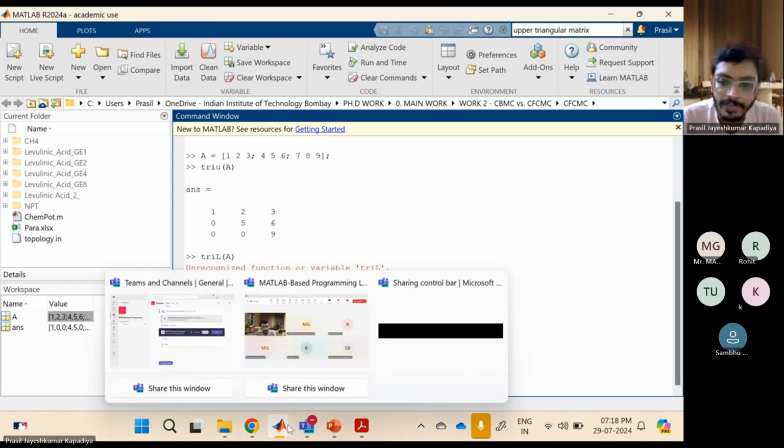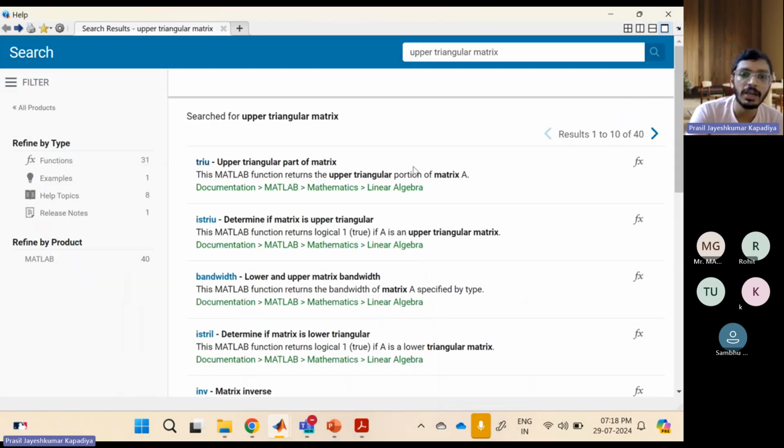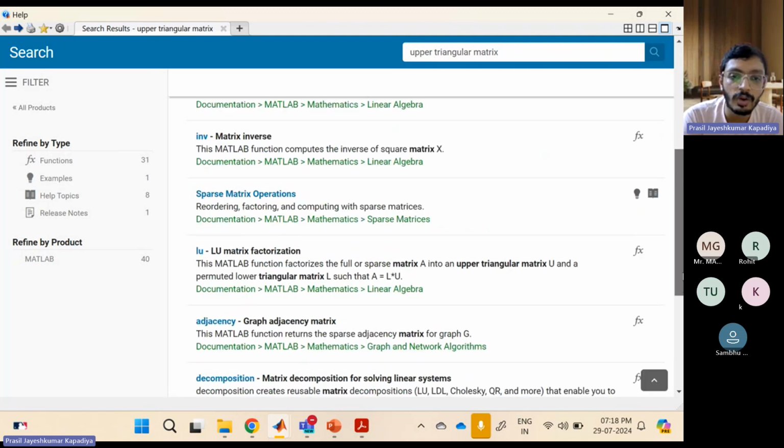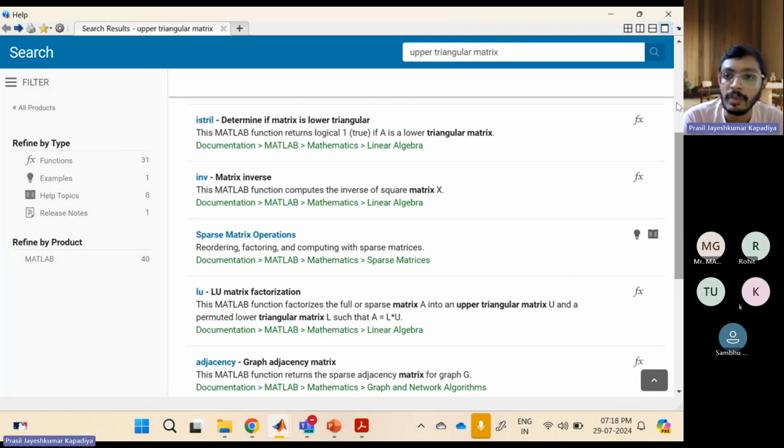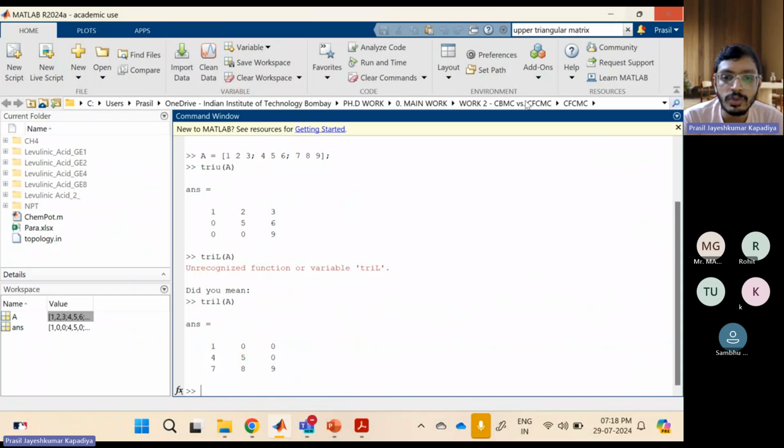Okay, so this is the help button, using which you can type something and it will give you something. So you can learn from here. Okay. So should I close this? We are going to use this help thing today.